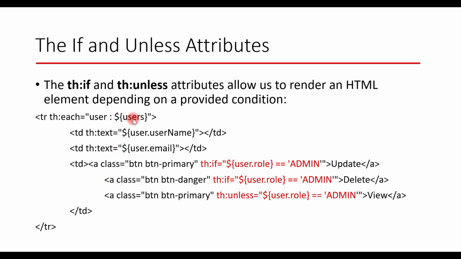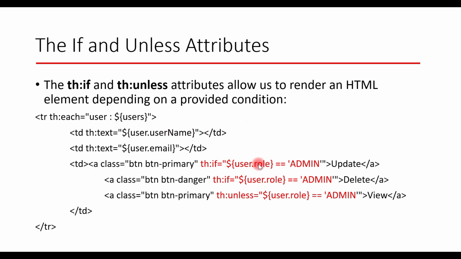So look here at the code snippet. We have a list of users and we are using the th:each attribute to iterate over the list of users. And here, look at the code which is marked in red, th:if. If the user role is admin, then the system allows updating the user. And again, if the user role is admin, then only the system will allow deleting the user. Unless, it will allow all the users apart from the admin role to view the user. So look here, unless is just the negation of the if condition. Okay, so the users who don't have the admin role can view this particular user.